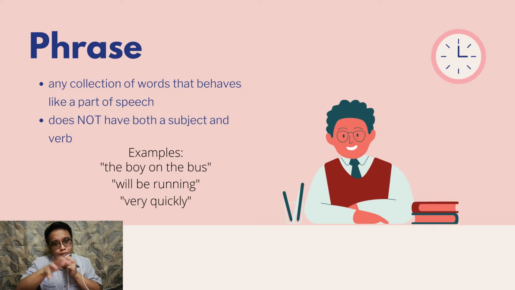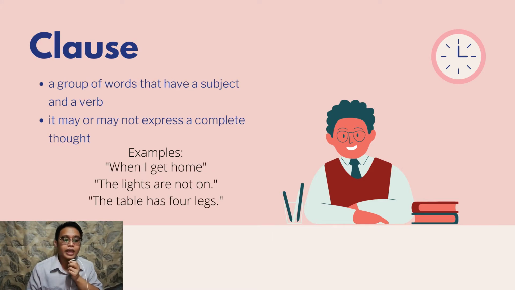But if a group of words has a subject and a verb, we already call that one a clause. A clause is a group of words that have a subject and a verb. Remember that one, ha? A group of words that have a subject and a verb. It has a subject, it also has a verb. Now, it may or may not express a complete thought. It may express a complete thought, or it may not. What is important in a clause is that it has both the subject and a verb.